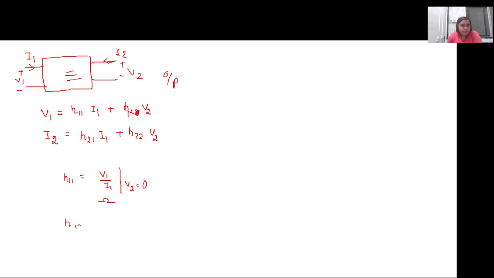Now if you consider H12, it is V1 by V2 with I1 equal to 0. That is, the source current is 0. The ratio of the voltage V1, that is the source voltage, by the load voltage V2 is given by H12. So this is actually a dimensionless quantity, and this is known as the voltage gain.